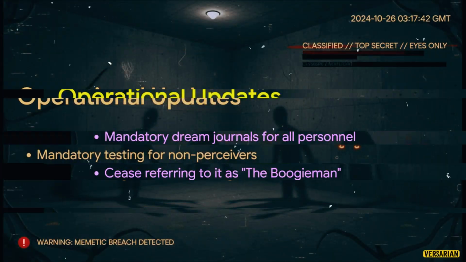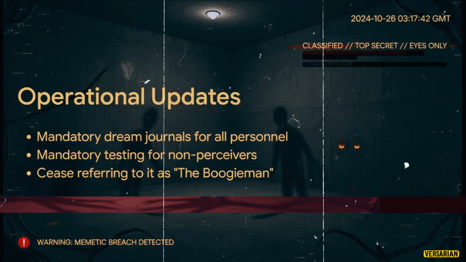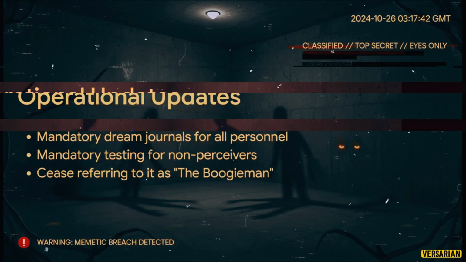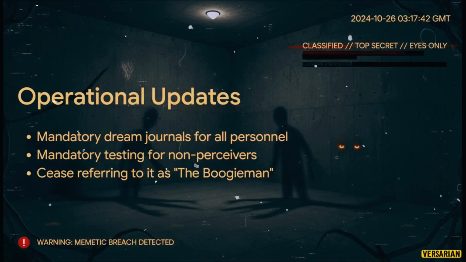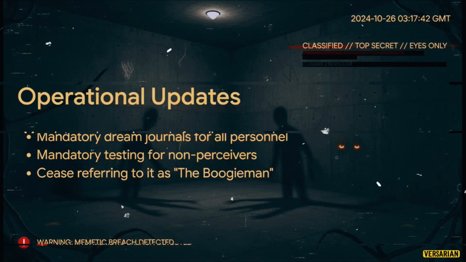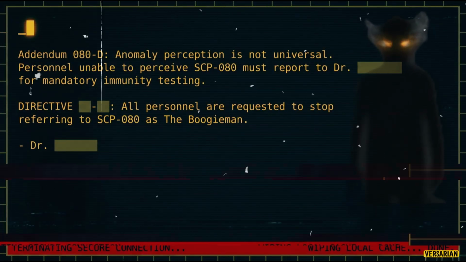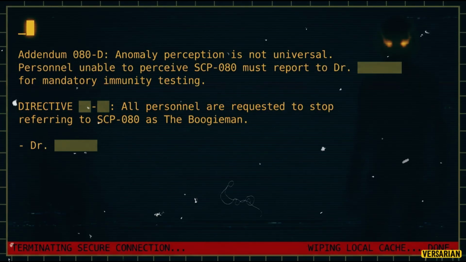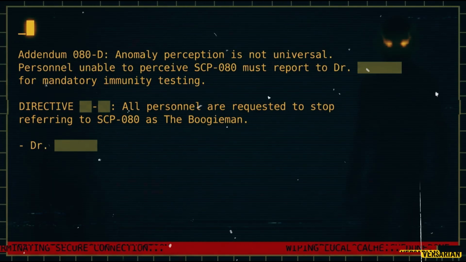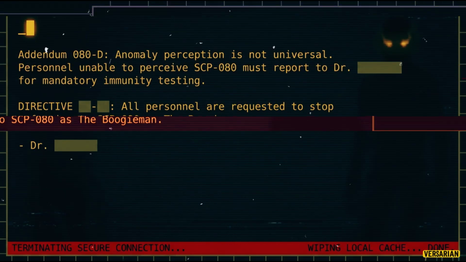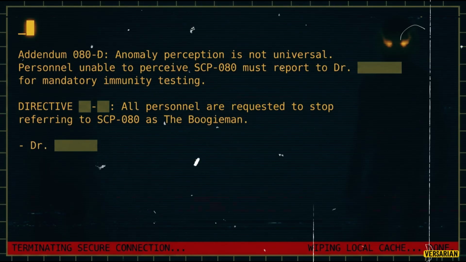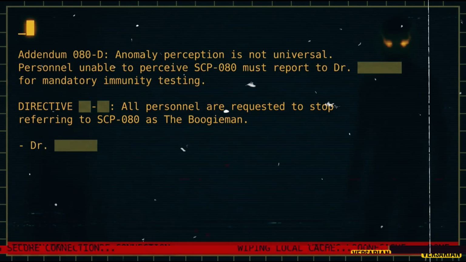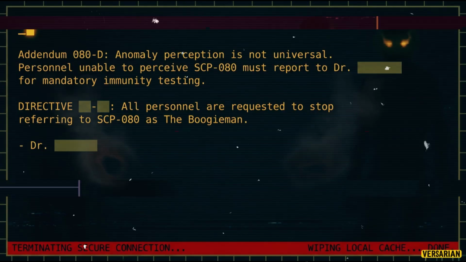I'll leave you with this final administrative note from Dr. Blah. All personnel are requested to stop referring to SCP-080 as the boogeyman. As security commanders, it's your strict duty to enforce this naming convention. But I ask you to really consider the data we just reviewed. The smoking eyes in the pitch black, the mandated dream journals, the forced slumbers, the monthly human sacrifices we make just to keep our own nightmares at bay. You must enforce the rule. But do you truly believe that changing its name will actually stop the nightmares? Think on that as you return to your posts. Dismissed.